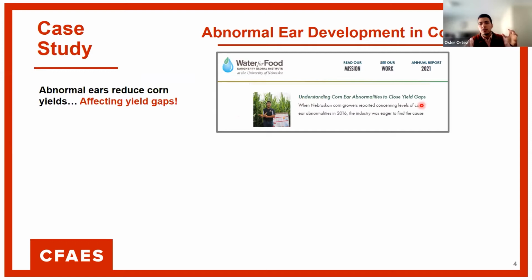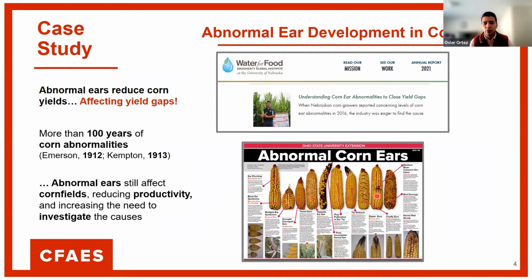And as I was just referring to, I don't think that this is a completely new topic for Ohio. This is an abnormal ears poster that Dr. Peter Thomison and his team put together a few years ago. I have seen it well spread around. And some of the takeaways from all this situation in abnormal ears is that literally more than 100 years of research in corn, the crop is not fully understood yet. These abnormalities, events that we have been seeing, they still happen. They affect productivity. They affect profitability. And there is a need to continue at least doing some work investigating the causes.